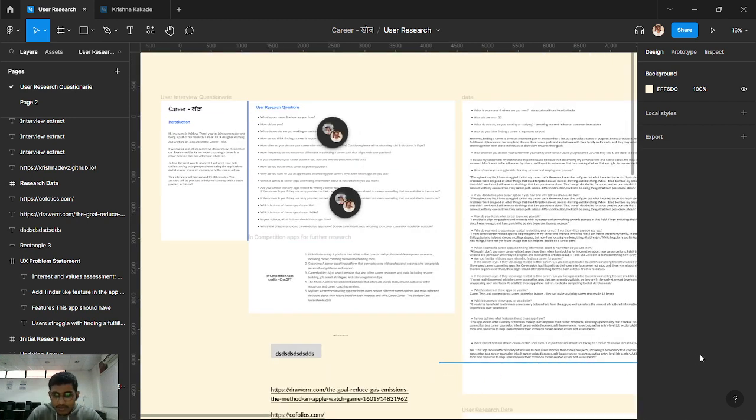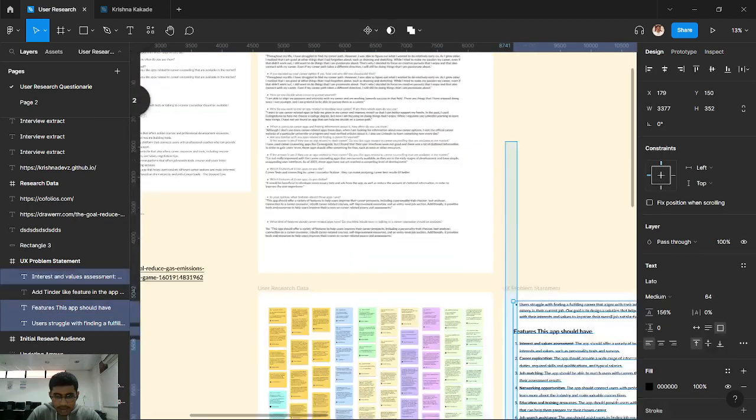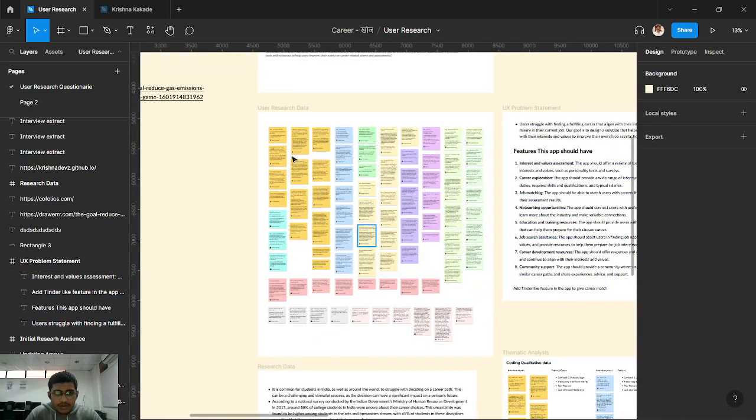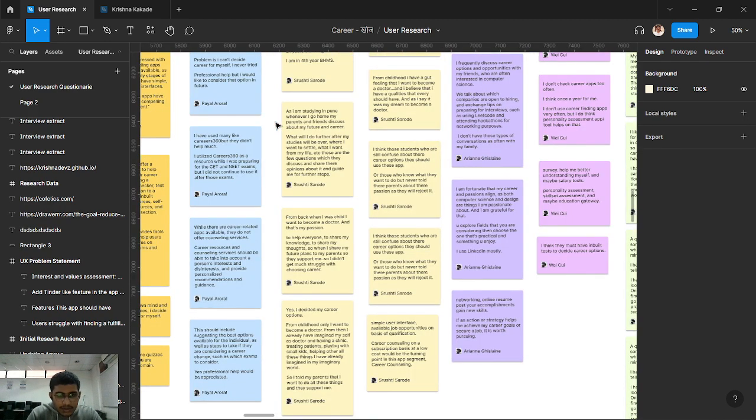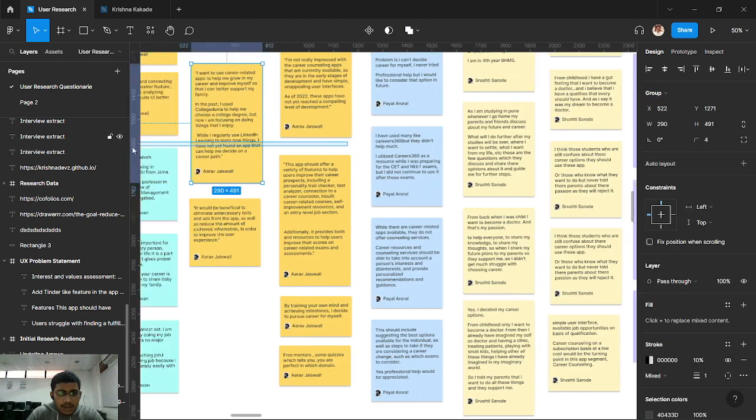This is the Figma application, so you can document this user research data in Figma. You can also create frames, and in those you can create sticky notes. These are sticky notes, capturing whatever the person is feeling about using any applications that are available in the market.